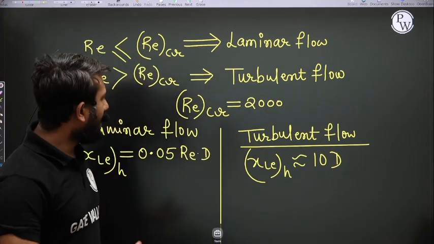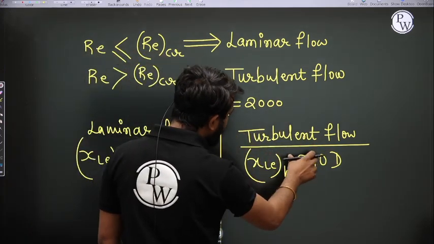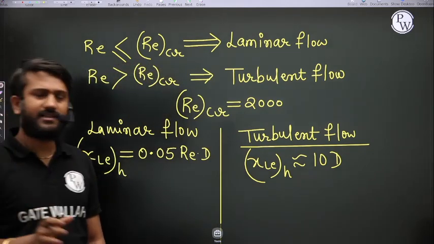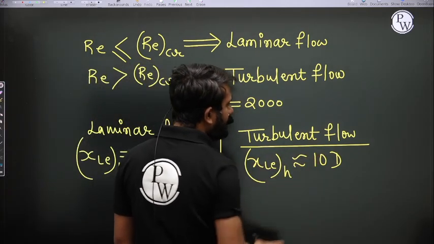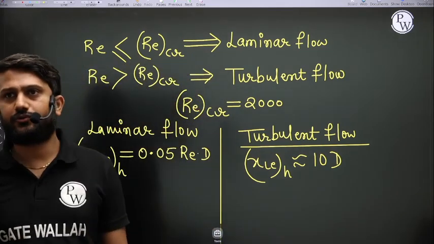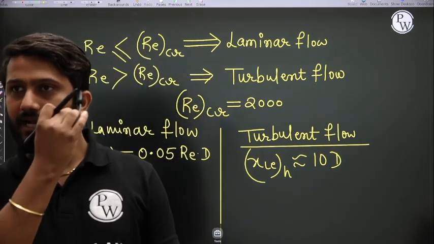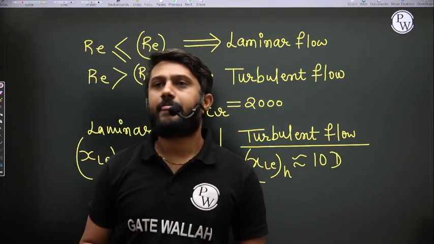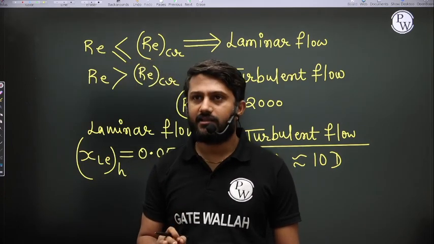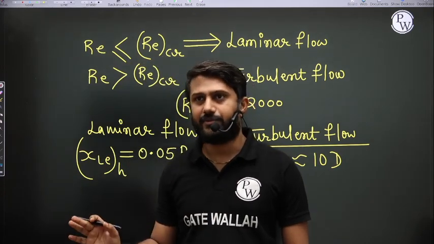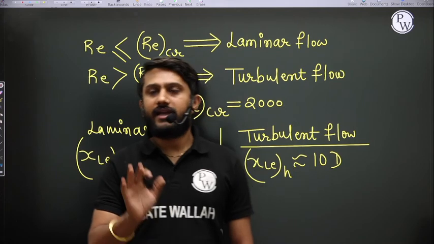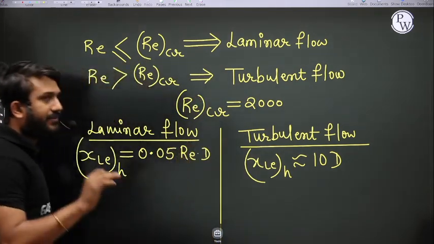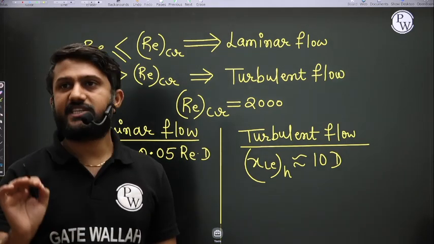So in case of turbulent flow, this hydrodynamic entrance length is approximate. This gives an approximate result, but that is okay, there is no issue on that. So in case of turbulent flow, the hydrodynamic entrance length is not a strong function of the Reynolds number, whereas in case of laminar flow, it is a strong function of the Reynolds number. So please keep this point in mind.